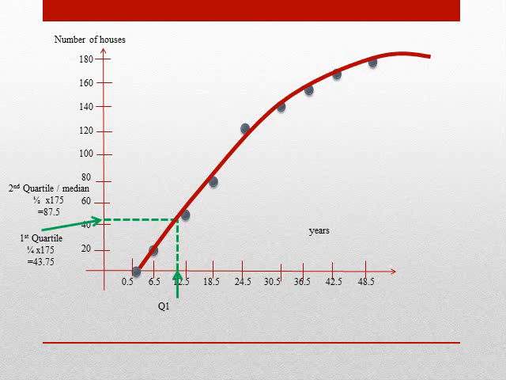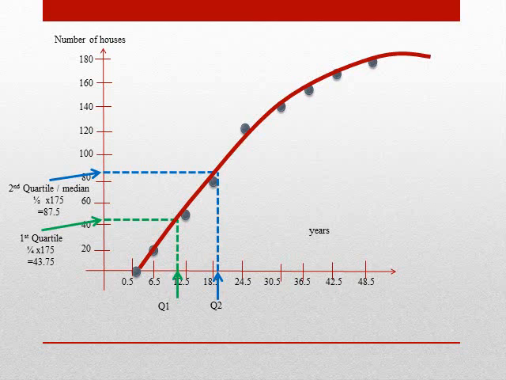Next step is to identify Q2, or the median. How to calculate this? First, we identify the location of Q2: 1 over 2 times 175. So the location is 87.5. It is here. Just drag, and you will get Q2.